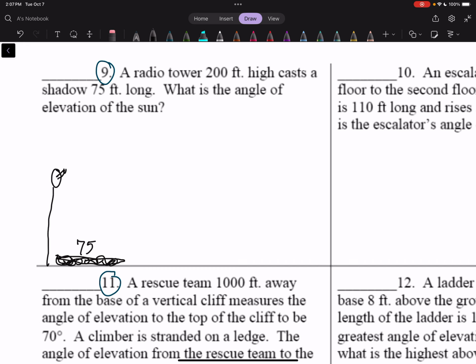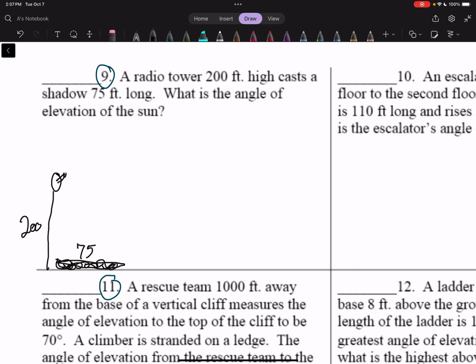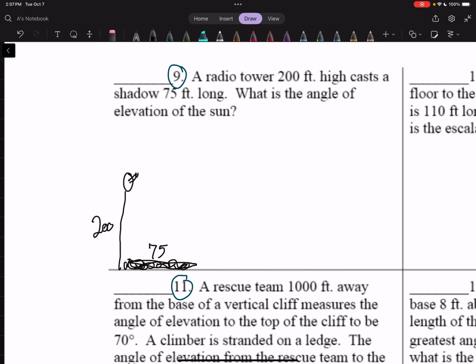It is 200 feet high, and it says, what is the angle of elevation of the sun? Now, when you first look at this problem, that might be confusing. Where is the sun coming from? Well, think about a shadow. The shadow is based on where the sun is in the sky to your location.